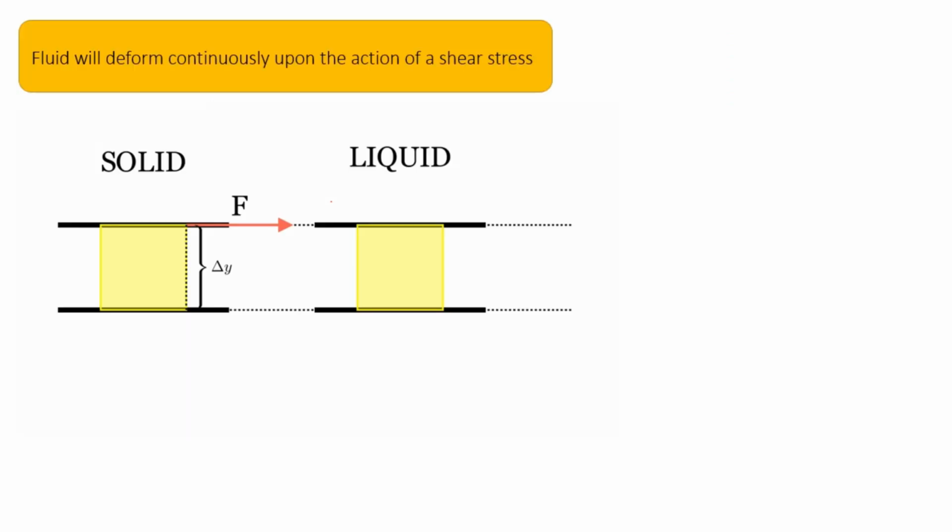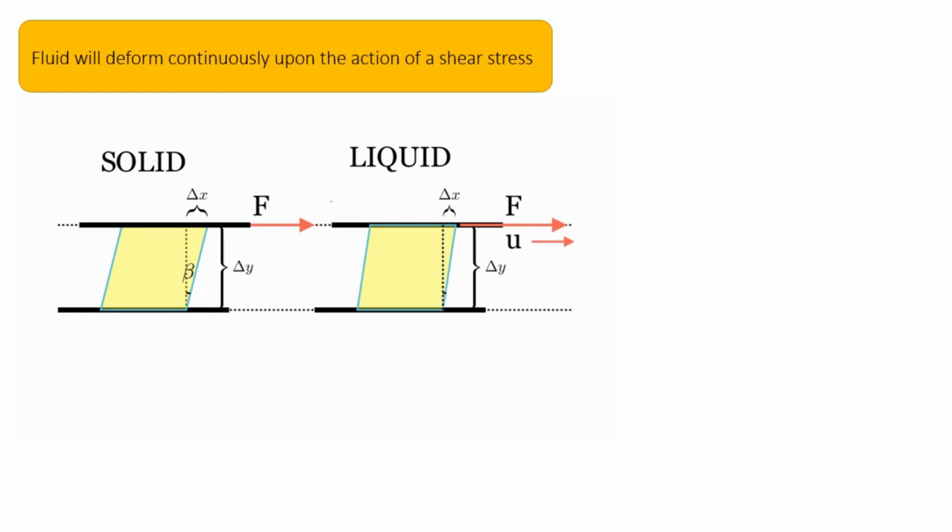If a fluid element is kept between two plates when a shear stress is applied, just like the earlier case, the fluid will deform continuously without offering any resistance. So, the definition of a fluid is that any substance which deforms continuously upon the action of a shear stress, however small it is.